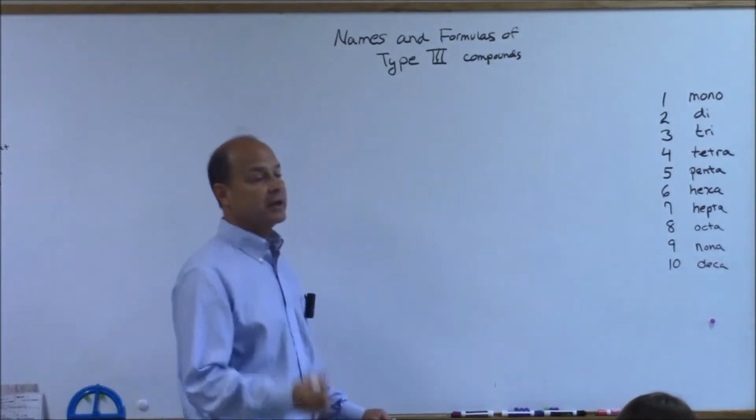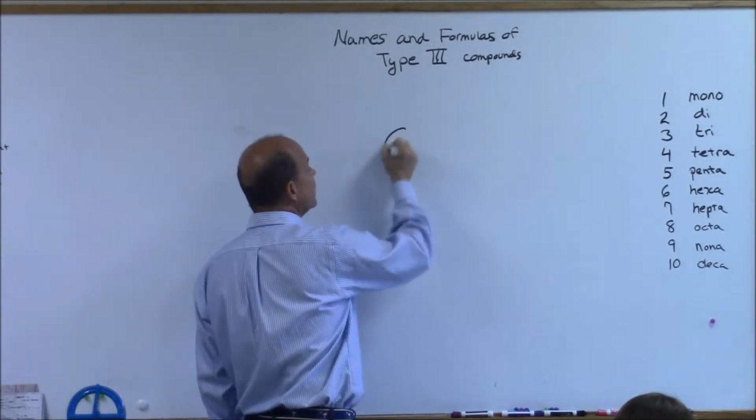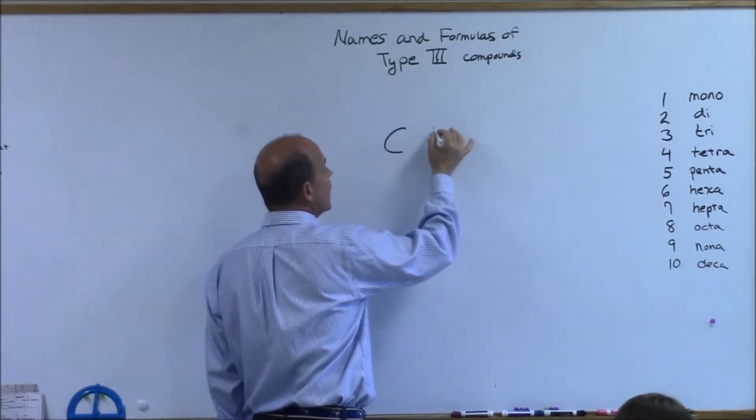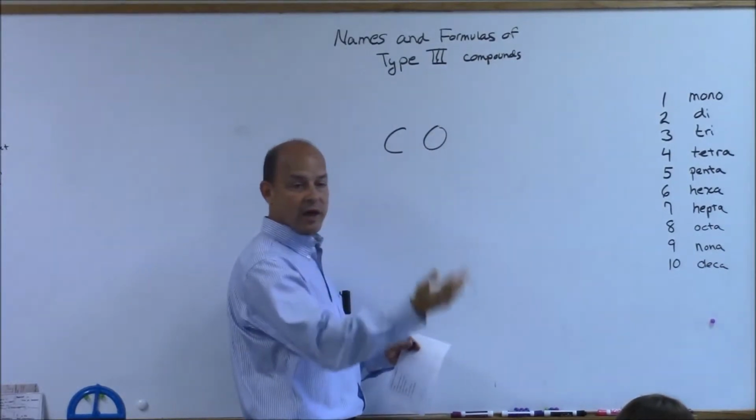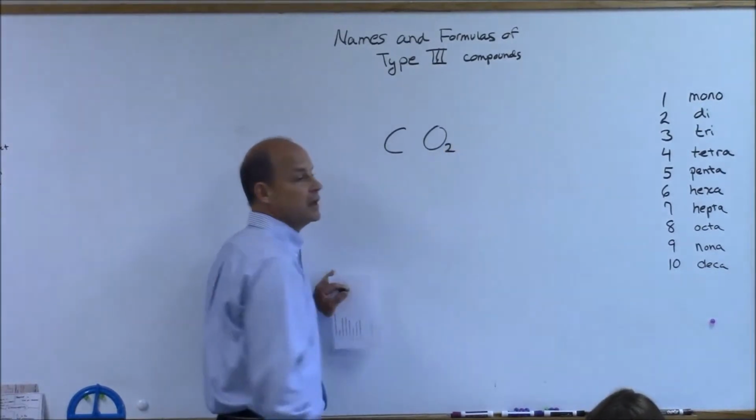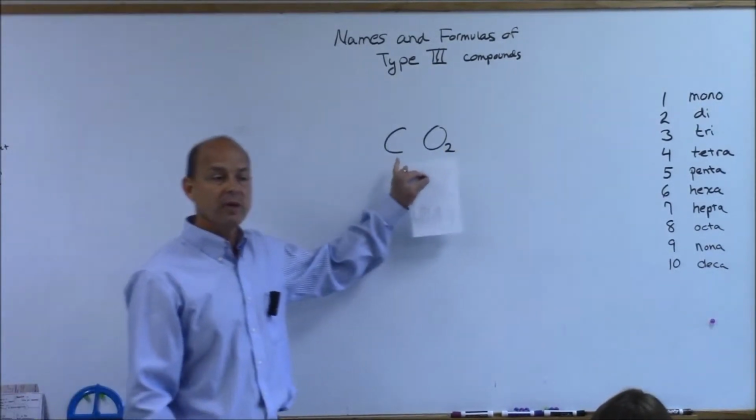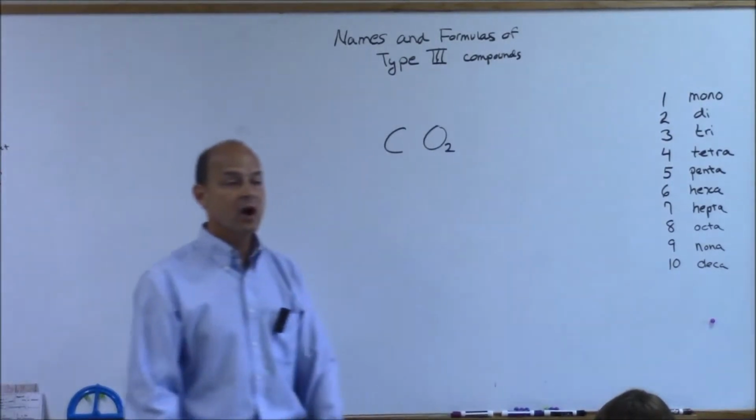So, maybe I'll take two nonmetals like carbon and oxygen, and we're all familiar with something. What is it that we breathe out? It's called carbon dioxide. And we write it like that. So here's two nonmetals, carbon and oxygen, and this is a formula for carbon dioxide.